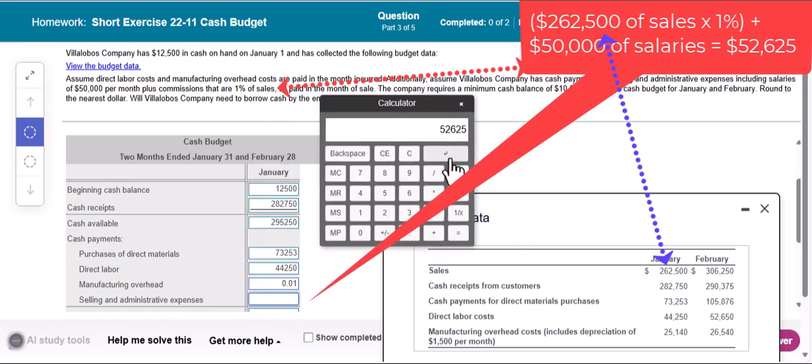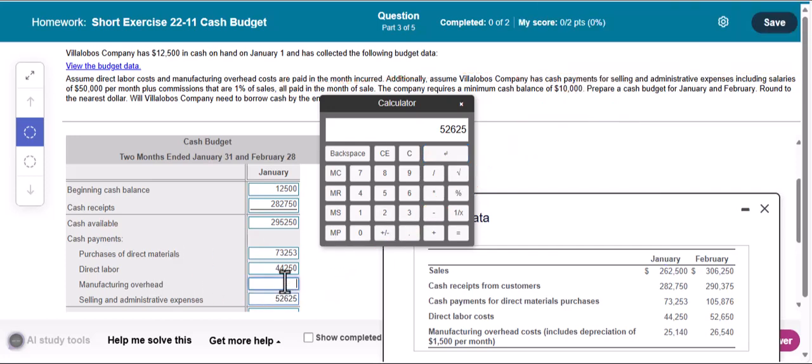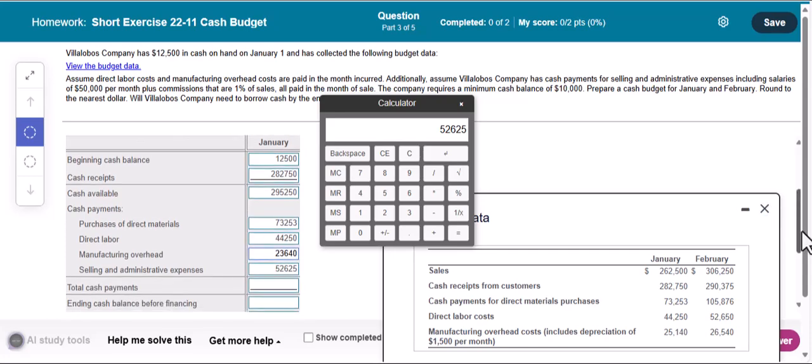So we'll enter that in and also fix our manufacturing overhead, which again was 23,640. So now we can scroll down to the total cash payments here. So we will add these four cash payments. So that is going to give us a total of 193,768. And then we need our ending cash balance before financing.